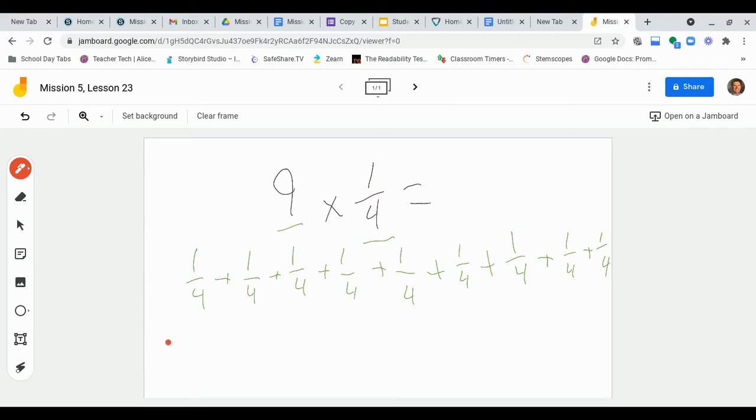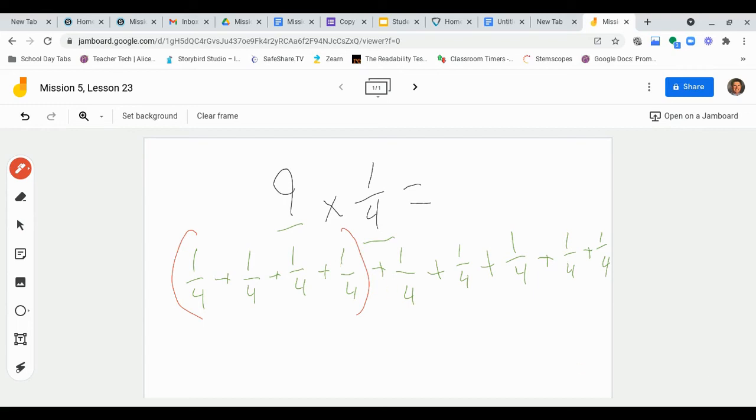And so 1/4. How many of these fourths does it take to make one whole? Well, it takes 4/4 to make one whole. So for every 4/4, I'm going to put parentheses around it like that. Okay, so notice I have 1, 2, 3, 4. Because that is one whole. 1/4 plus 1/4 plus 1/4 plus 1/4 is 4/4, or one whole.